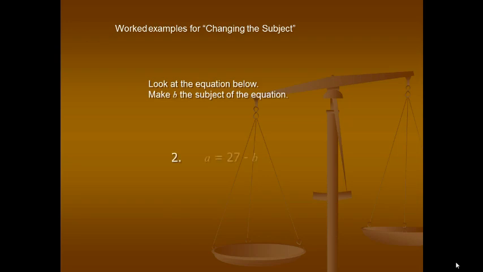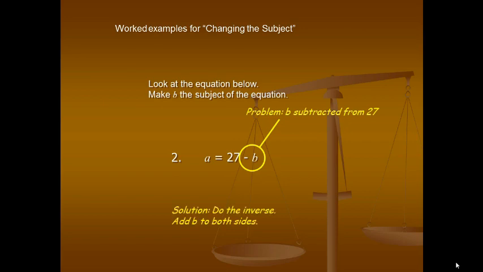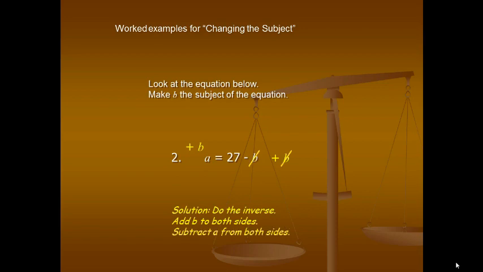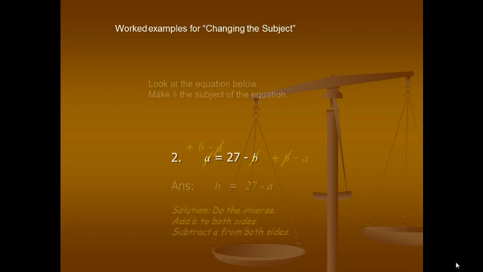Example 2. A equals 27 minus b. The problem is b is subtracted from 27. The solution, do the inverse. Add b to both sides. Now subtract a from both sides to get b alone on the left-hand side. So our answer is b equals 27 minus a.